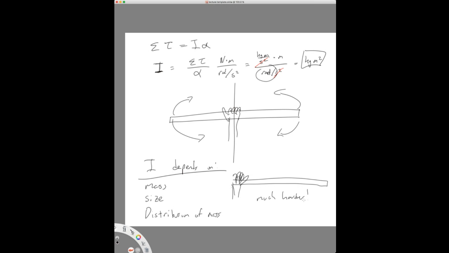Even though it's the same meter stick or same broom handle, it has the same length, it has the same mass. So the mass and the size are the same, but the distribution of the mass is different, meaning where the mass is located relative to the axis of rotation. So the moment of inertia is more complicated than simply knowing the mass of the object.